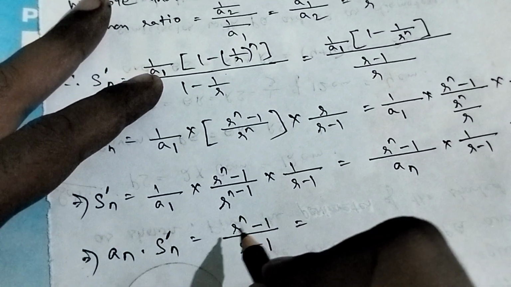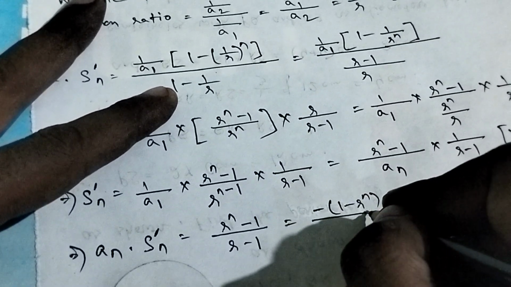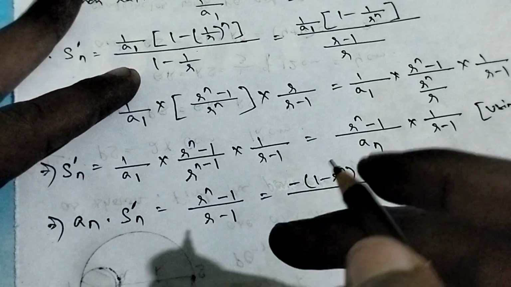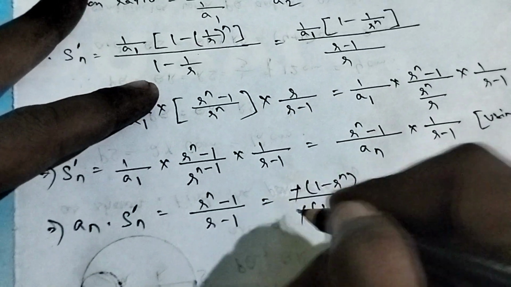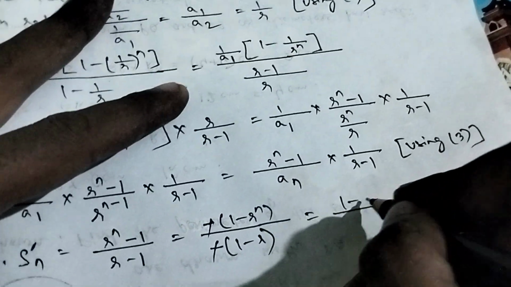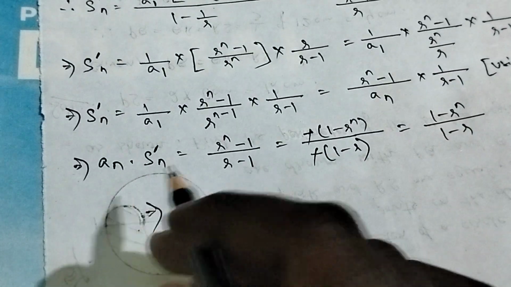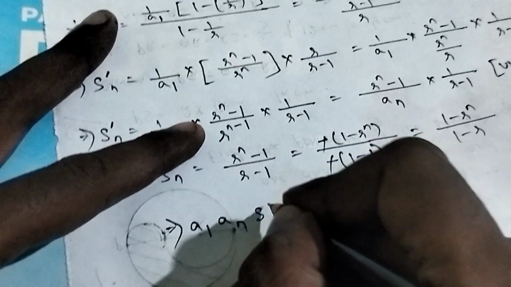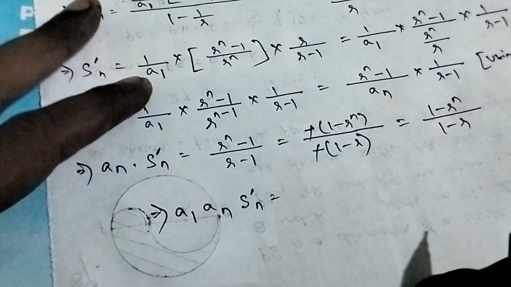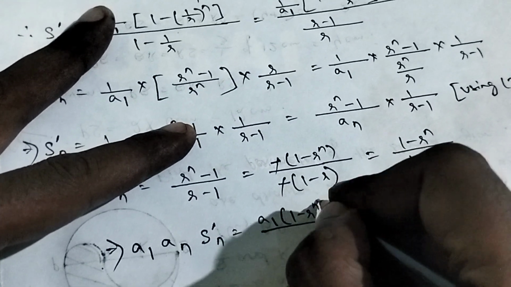Acha, this can be written as minus 1 minus r to the power n, and this also can be written as minus 1 minus r. So minus minus will cancel each other, so it will be 1 minus r to the power n by 1 minus r. Now what will I do? I will multiply both sides by a1, so an into s dash n, and here also I multiply a1 into 1 minus r to the power n by 1 minus r.